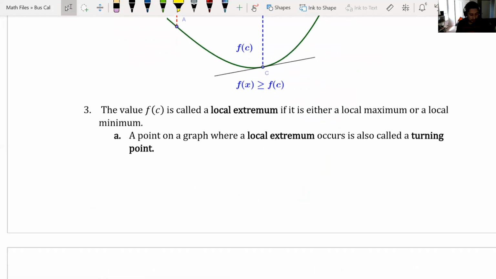And let's see, 3, a local extremum. f(c) is called a local extremum if it is either a local max or a local min. So this means that we will find maxes or minimums at critical numbers. And where we find these local maxes and mins, they will also occur at turning points. What it means to have a turning point is that the graph changes direction. So if I just drew a little graph here, here's my graph.